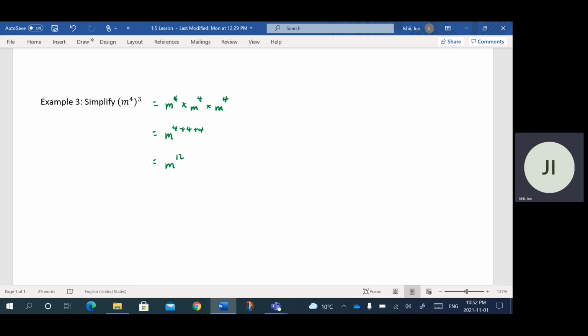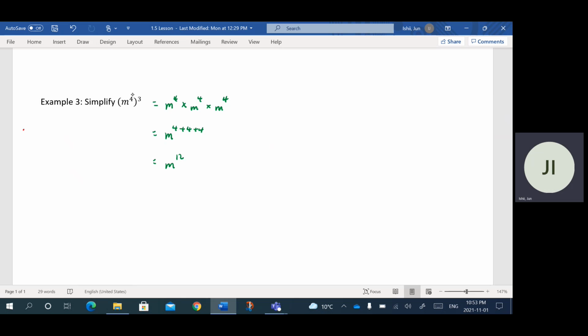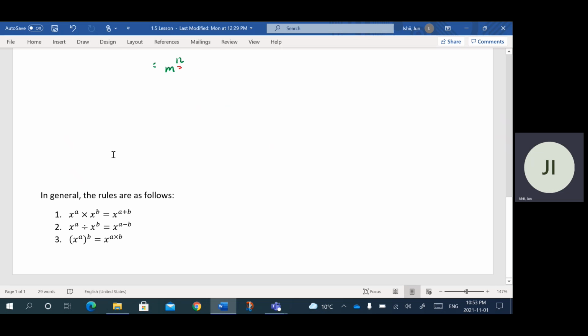Now, if you notice here, whenever I have an exponent outside of an exponent, I multiply. So 4 times 3 is equal to 12. In general, whenever you have an exponent outside of an exponent, you multiply the exponents together. That's the third law.